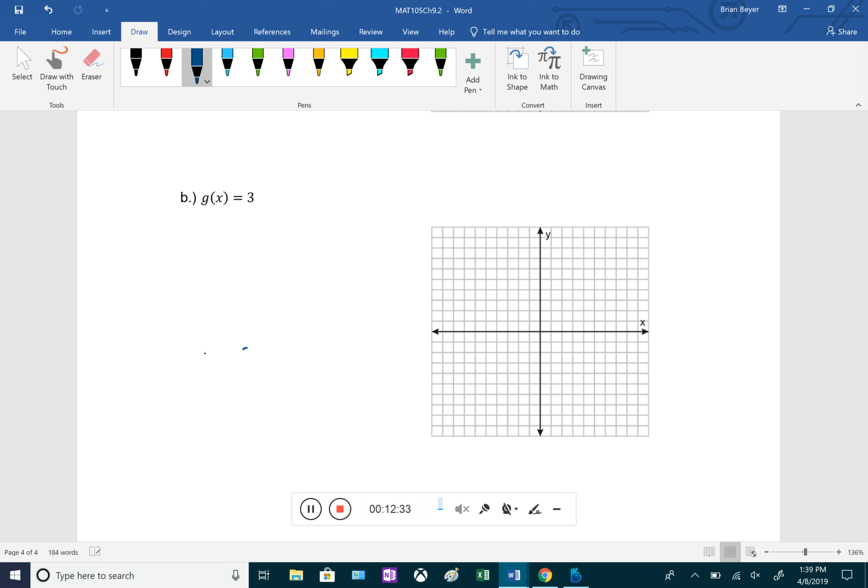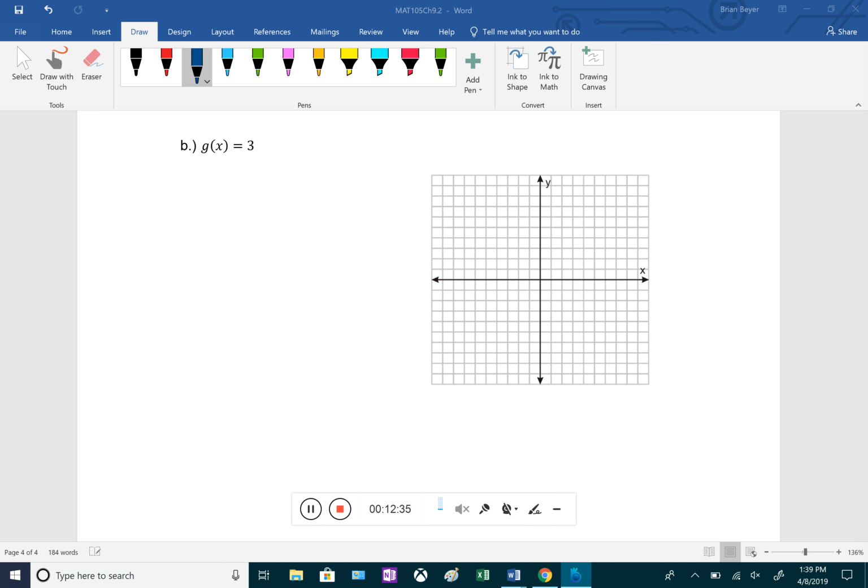Okay, next one, g of x equals 3. So this is going to be a constant function. So for this one, we have a slope of 0. If you have to write it out, we have a slope of 0 and a y-intercept of 3. So it's a constant function, so all we have to do is go up to that y-intercept and draw a horizontal line. So we already knew that this was going to be a horizontal line because it's the equivalent of y equals 3. So we just go up to 3 on the y-axis and draw a horizontal line. And then we can label this as g of x.